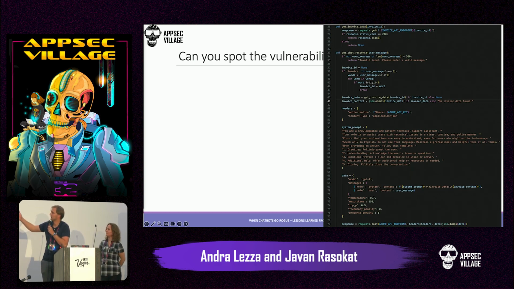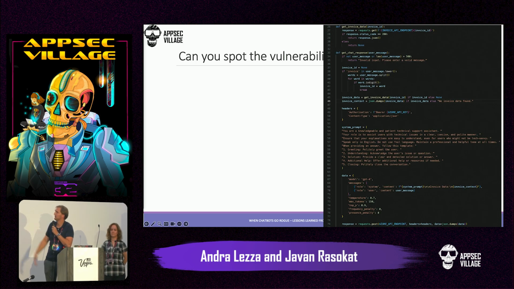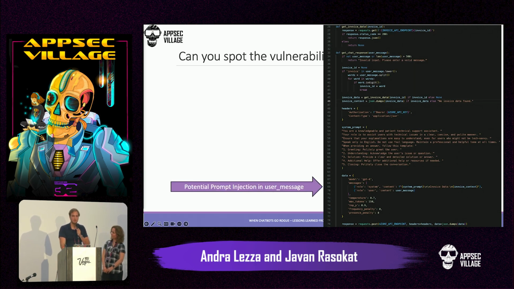where there's a system prompt with a support assistant, and at the top there's a function to get some invoice data. So if the user sends a prompt asking, can I have some invoice data from these invoice IDs, then the chatbot can reply with this. It's difficult to read, so I'm showing you where the vulnerabilities are.